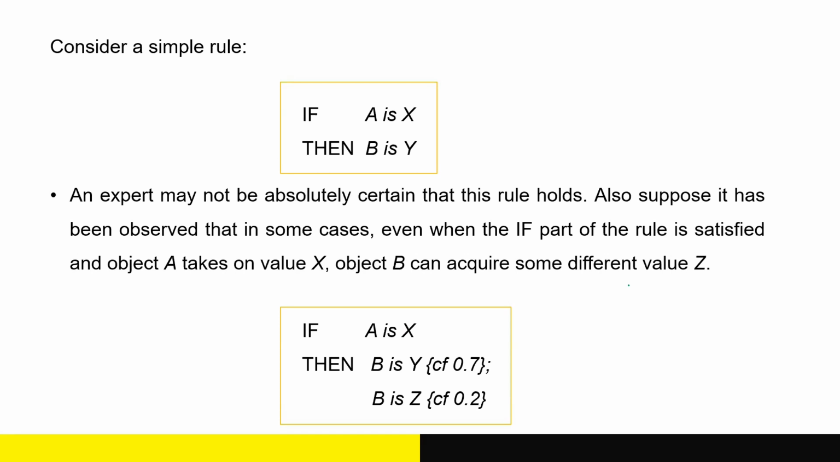The expert can associate a certainty factor with each possible value of B given that A has value of X. In this case, the certainty factor for B being Y is 0.7 and B being Z is 0.2. So if we add B is Y and B is Z, we have a certainty factor of 0.9. So where is the other 10%? The other 10% of the time, it could be anything. In such a way, the expert might preserve a possibility that object B can take not only two known values, Y and Z, but also some other values that have not yet been observed.